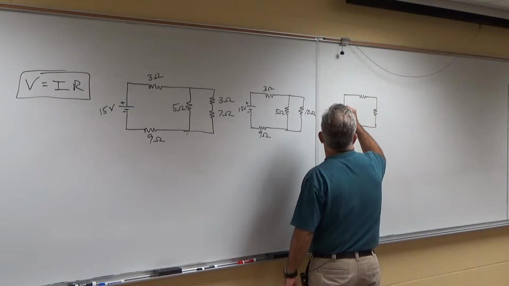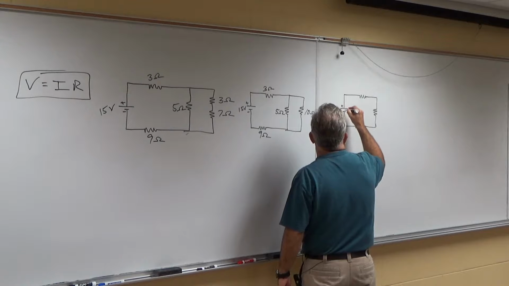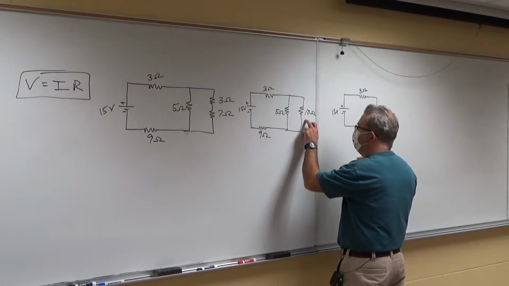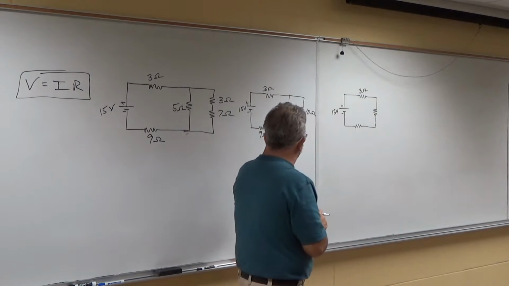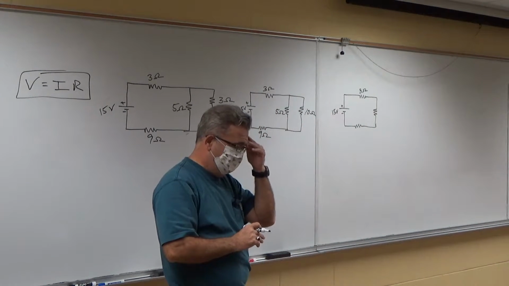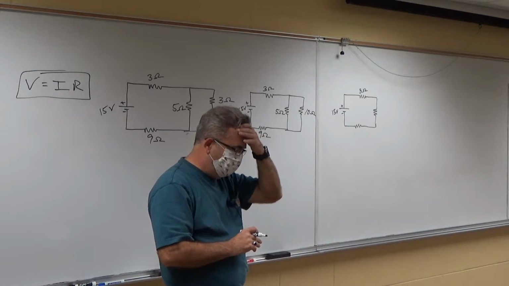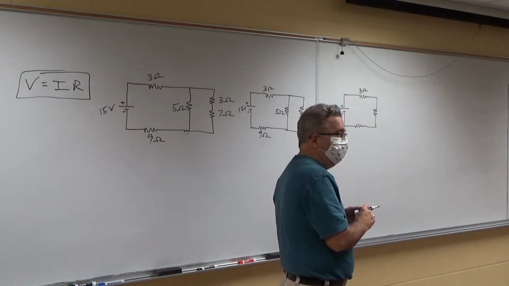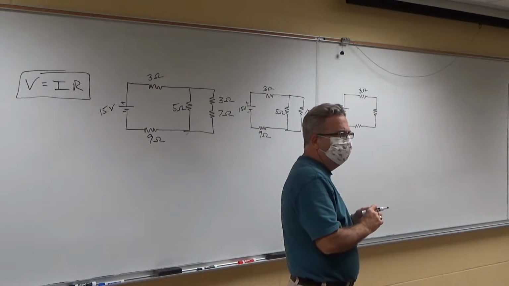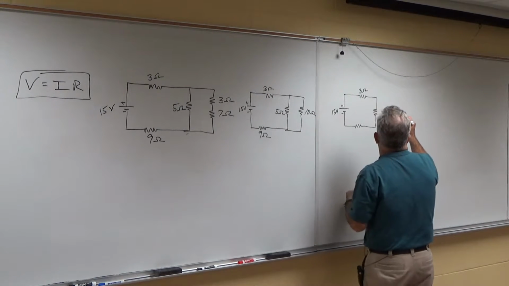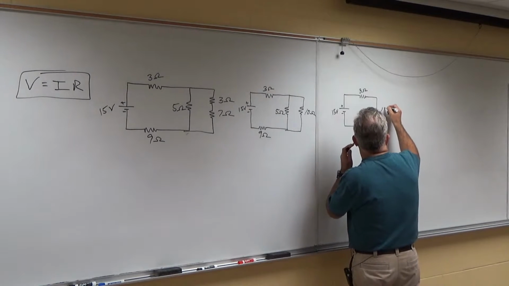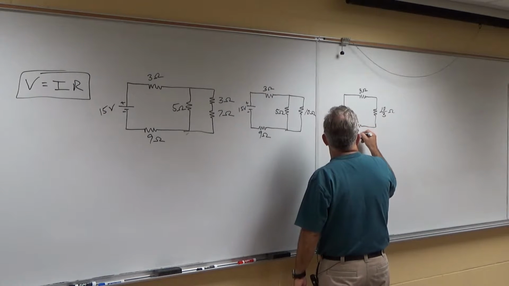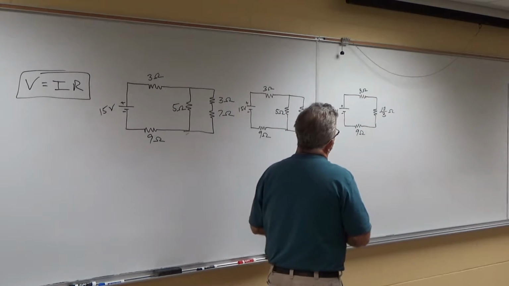This is working out. So 3, 10 and 5 in parallel is 50 over 15. So that's 5 over 3, no, 3 and a third. So that's 10 over 3. And this is a 9.